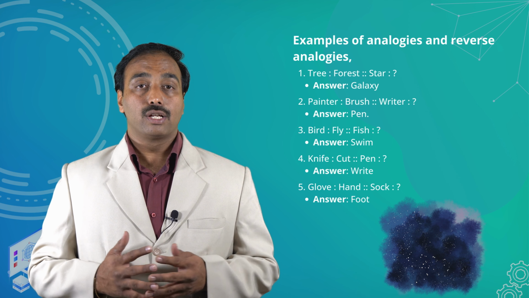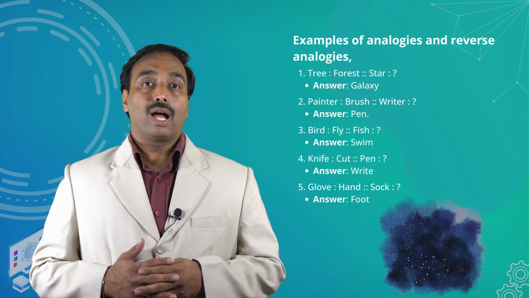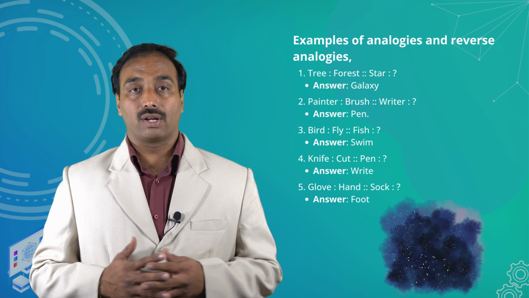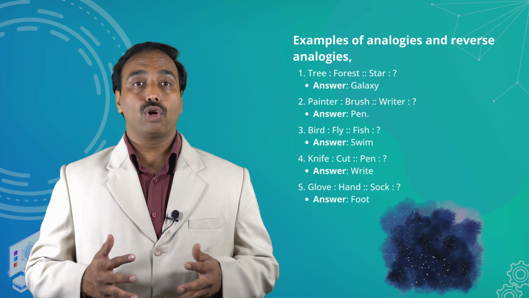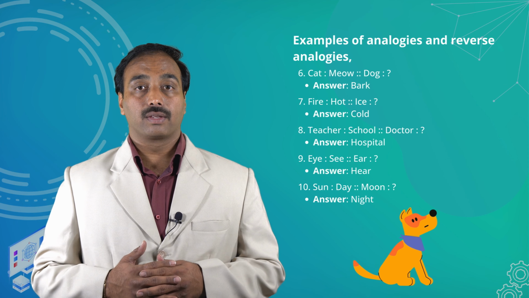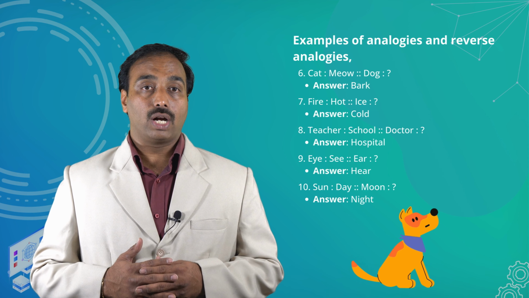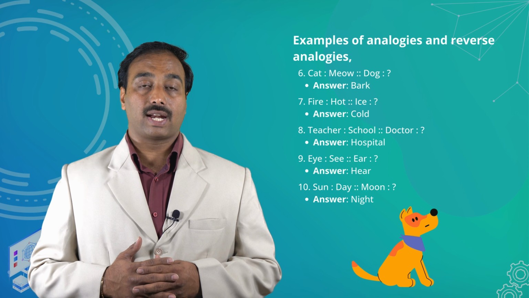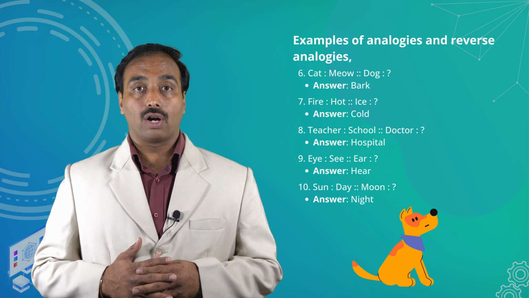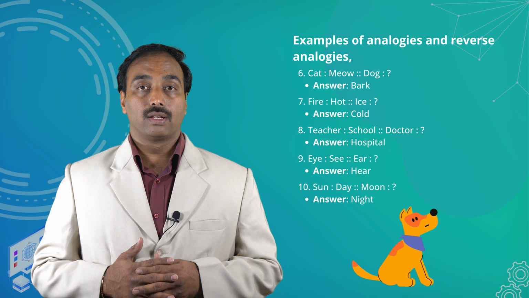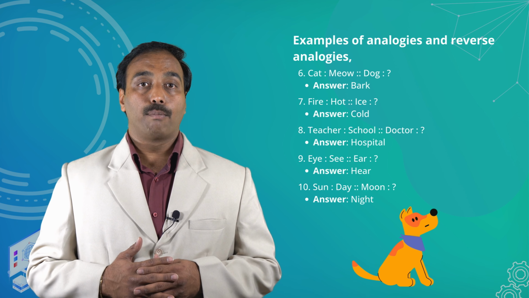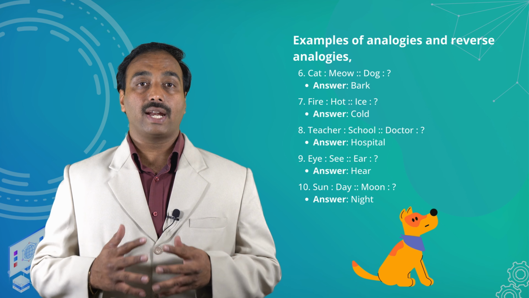Glove is to hand, sock is to foot, because a glove covers a hand and a sock covers a foot. Both pairs describe items worn on body parts. Cat is to meow, dog is to bark, because cats meow and dogs bark. Both pairs describe the characteristic sounds made by these animals. Fire is to hot, ice is to cold, because fire is associated with heat and ice is associated with cold. Both pairs describe temperature characteristics.